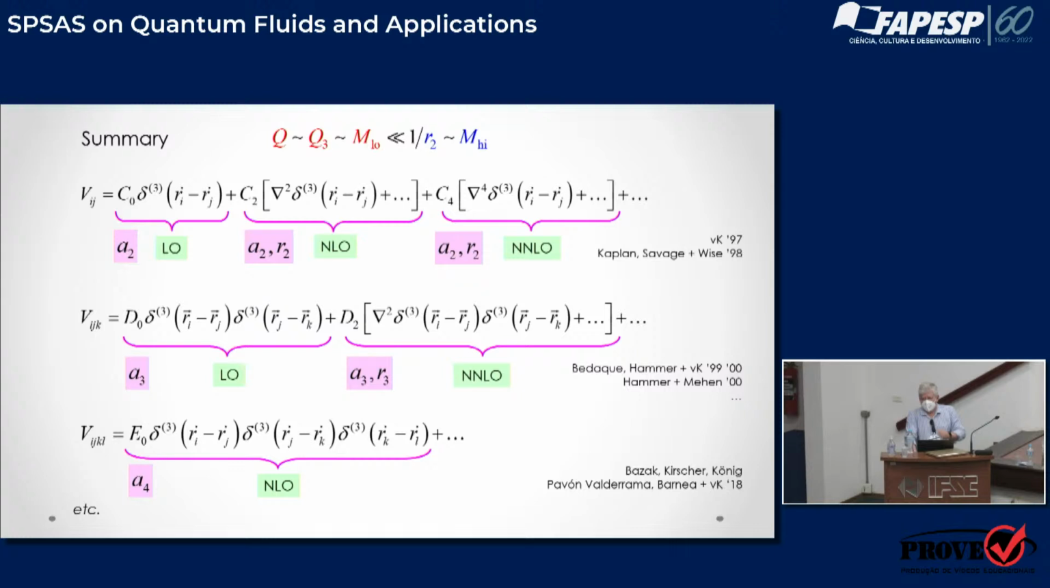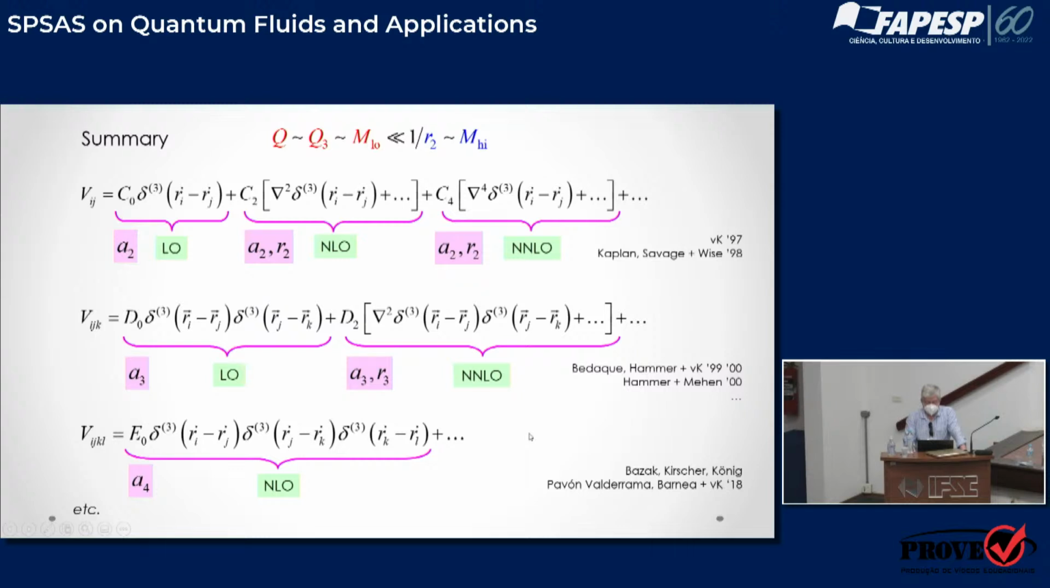But here's the summary then. At leading order, we have a two-body interaction that essentially incorporates the physics of the two-body scattering length. And we have a three-body interaction that's essentially the physics of the three-body scattering length. At NLO, we have the range corrections at the two-body level, and we have the four-body force. And then at N-squared LO, we have corrections at two, three, and perhaps four and five-body levels.